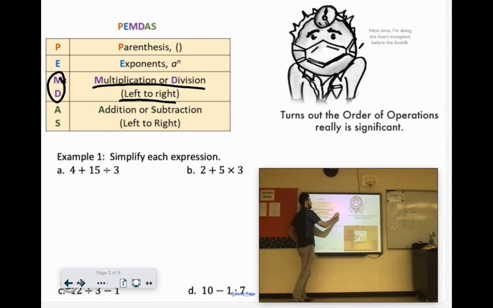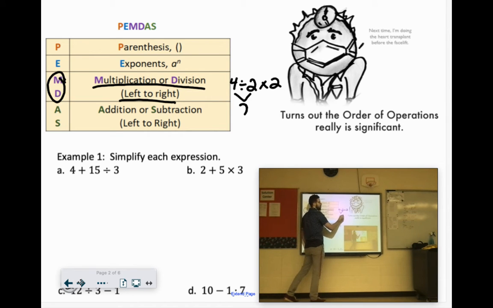So if you had 4 divided by 2 times 2, you would do left to right. So you don't do the multiplication first. You would do the 4 divided by 2 first, which is 2, then times 2, which is 4. So that's the correct way you would simplify that.